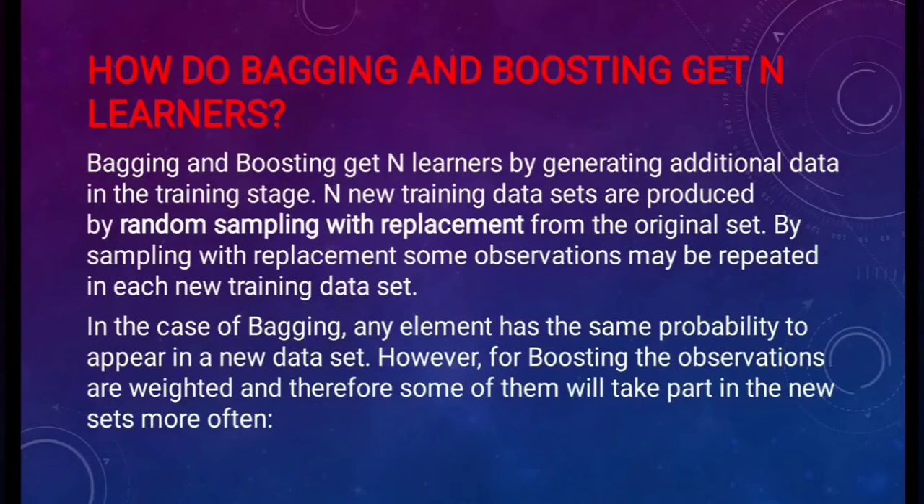Bagging and boosting get n learners by generating additional data in the training stage. N new training data sets are produced by random sampling with replacement from the original set. By sampling with replacement, some observations may be repeated in each new training data set. In the case of bagging, any element has the same probability to appear in a new data set. However, for boosting, the observations are weighted and therefore some of them will take part in a new set more often.